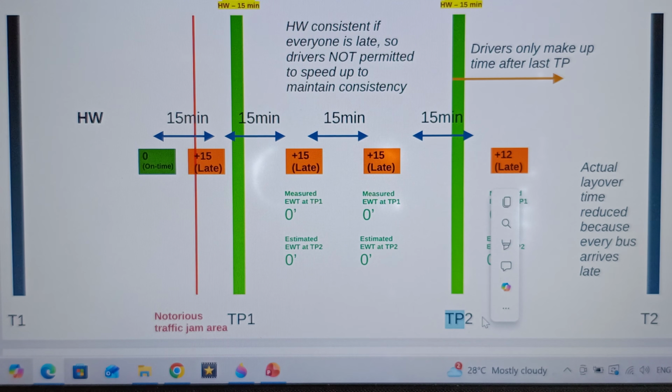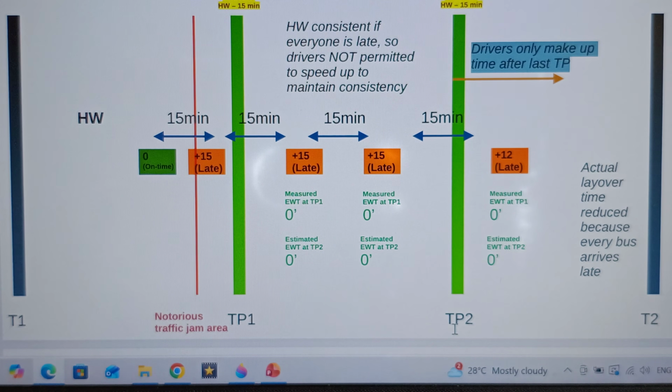Even though it's EWT, there are certain points along the route whereby they would actually enforce you, hey, you gotta depart this stop on time. You cannot be early. If you're early, then we'll penalize you for that. But yeah. So what ends up happening is that the drivers only make up time after their last point stop. The issue with this is that, as what SGBuses has labeled here, the actual layover time reduced.